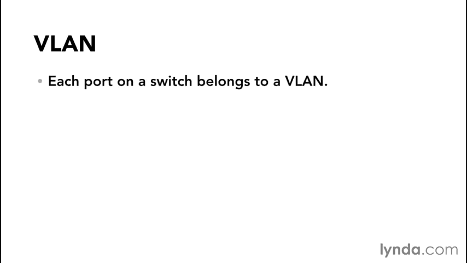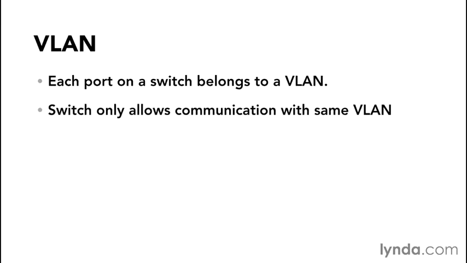Next, we'll talk a little bit about VLANs. VLANs are configured on the switch. Each port on the switch belongs to a certain VLAN. By default, they all belong to VLAN 1, but you can change that. We can make a port belong to a VLAN with any number between 1 and about 500. It varies on different switches.